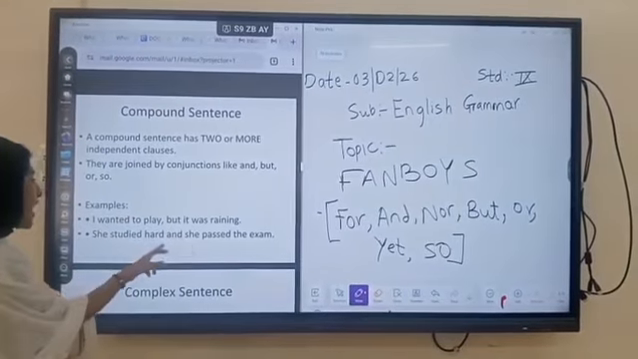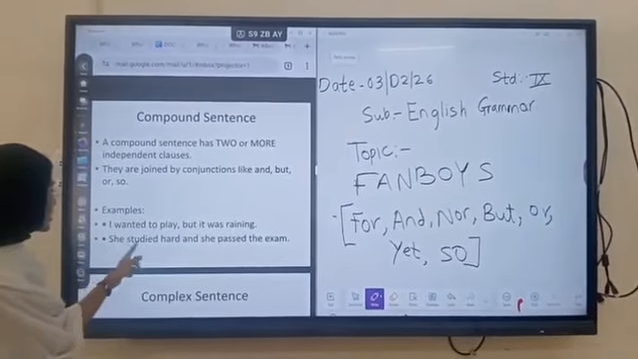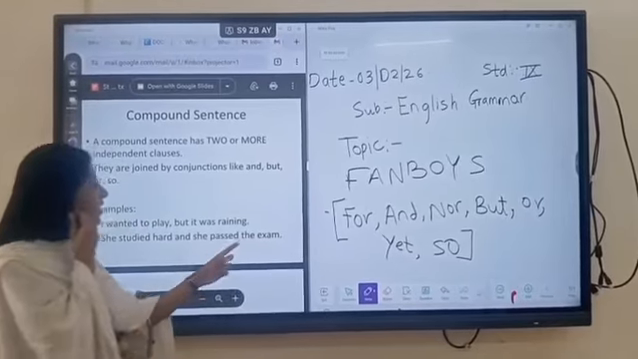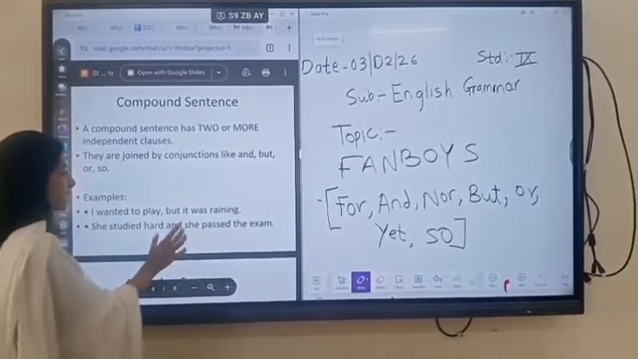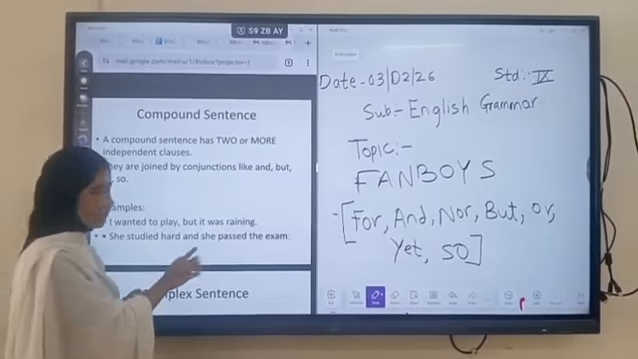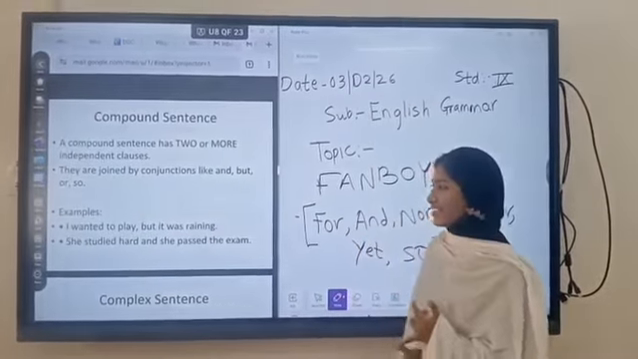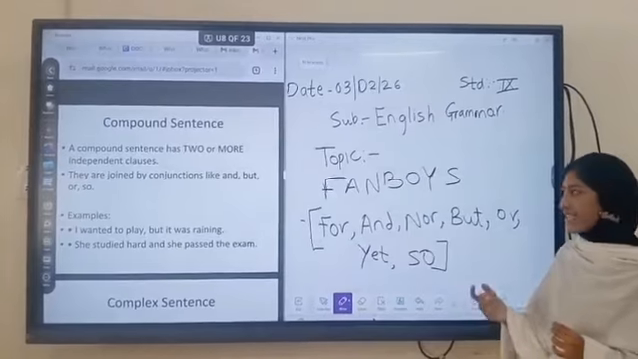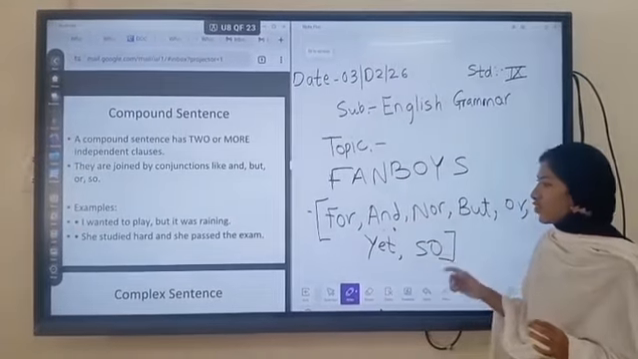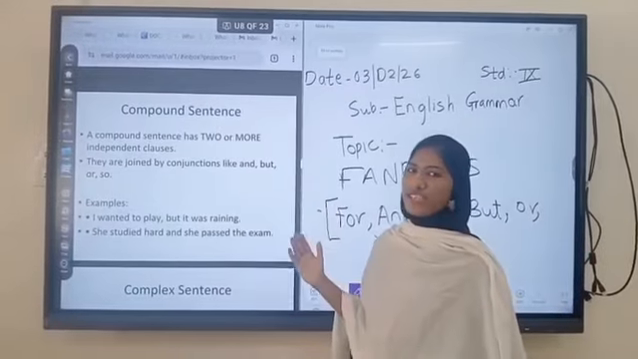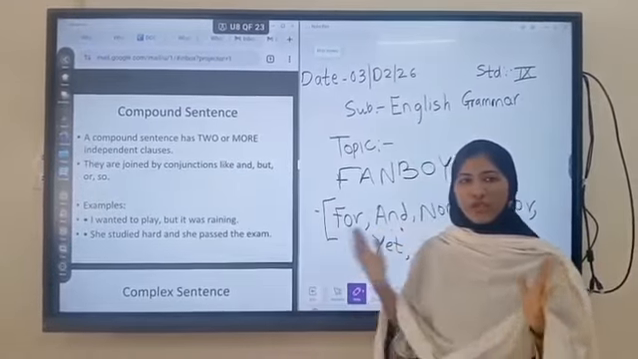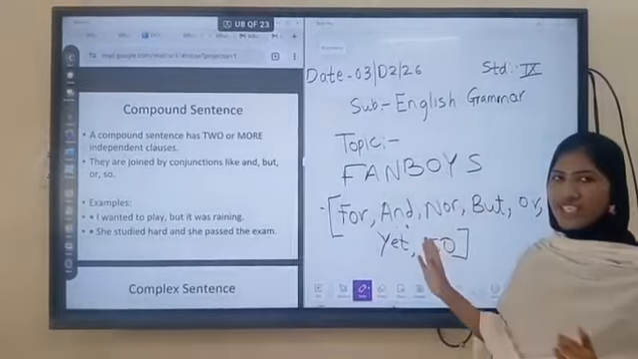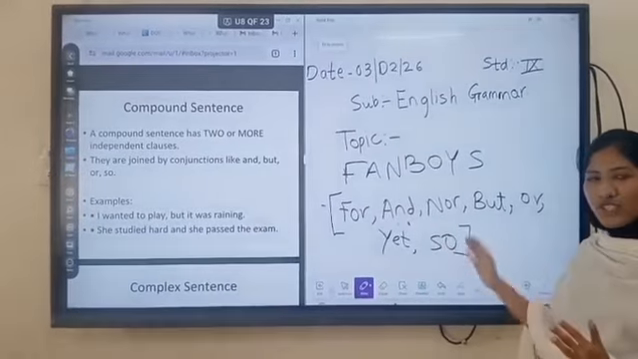Another is, she studied hard and she passed the exam. Here, she studied hard, studied is the one verb, and she passed the exam, passed is another independent clause. So the two independent sentences are joined with the word and. For example, Riya sings and she writes. Here, Riya sings is one independent sentence and she writes is another sentence, joined by the word and. So it's known as a compound sentence, where two independent clauses are joined together to form a complete sentence, using the FANBOYS conjunctions: for, and, nor, but, or, yet, so.